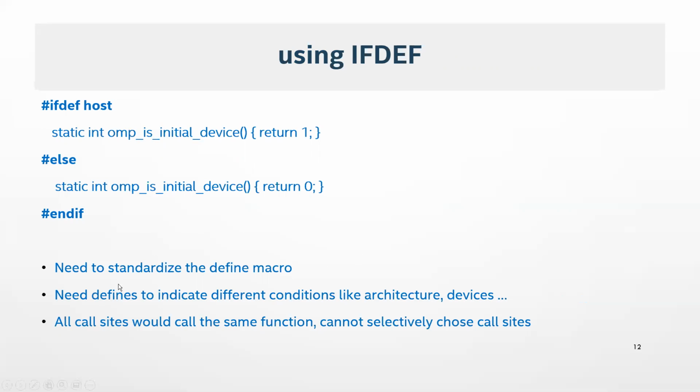The other thing is that with this IFDEF, any call which is calling this routine will get replaced in the code. You cannot selectively say only in this section of the code I want it to be replaced and not in other calls. An example would be when you're compiling for the host, you don't want to do a replacement on any host calls, but when you're compiling for a target, you want to do a replacement on all the target calls. So it doesn't provide you that capability with the IFDEFs.